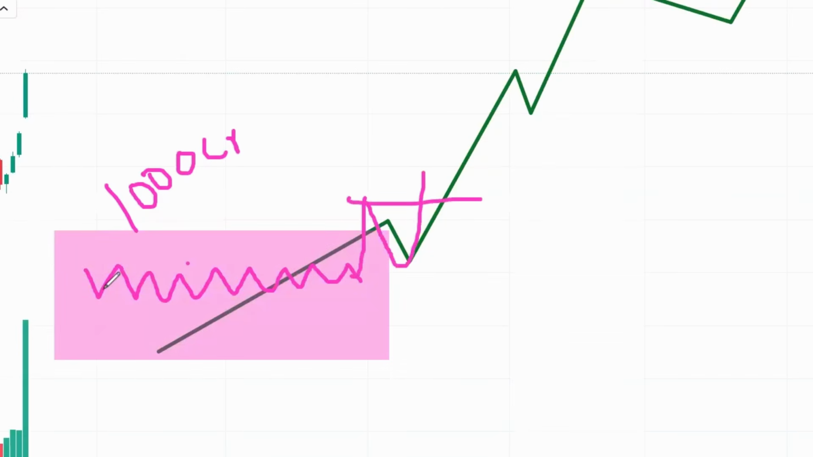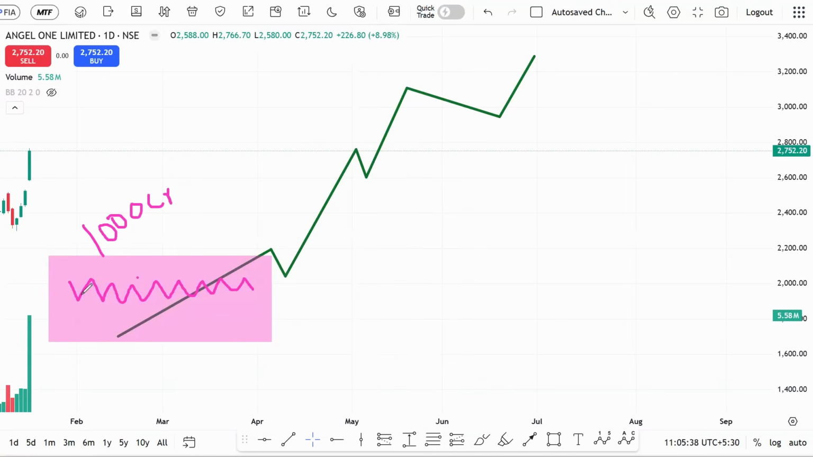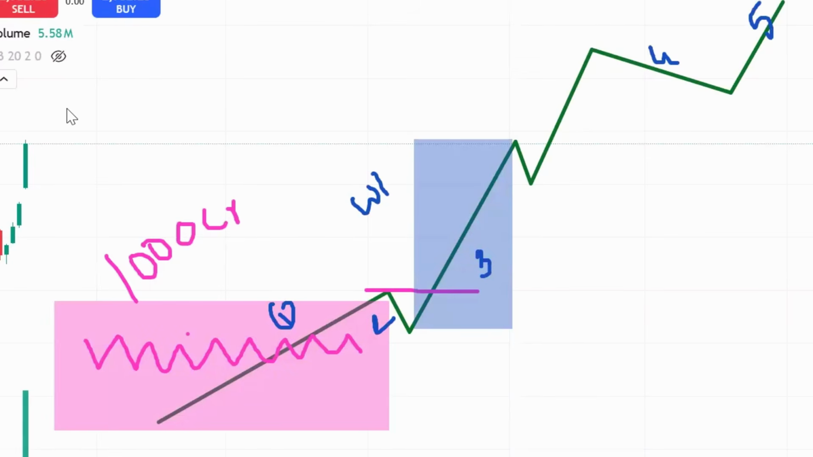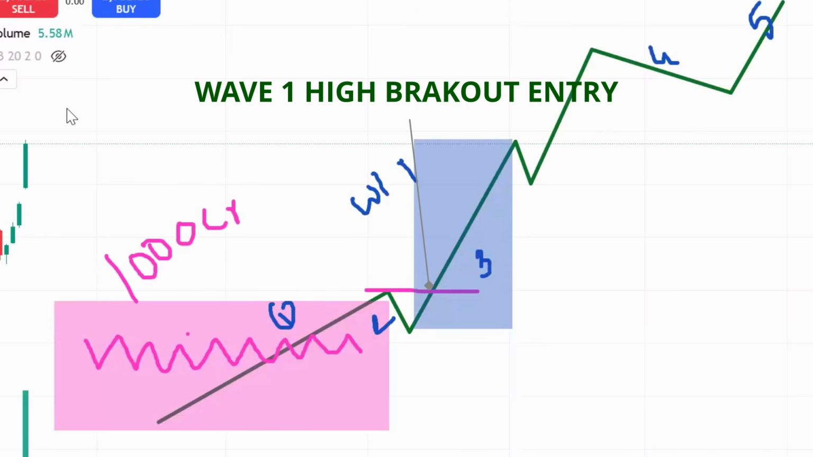That's how we get the confirmation that wave 1 has started and is over. Now wave 3 is starting. Wave 1 high breakout is done and wave 3 is starting. In wave 3, basically we observe two things: wave 3 breakout and wave 3 extension. This is called the wave 1 high breakout entry. We get basically two entries. Here is 1, this is 2, this is 3, here is 4 and this is 5. So now we get the wave 1 breakout entry.